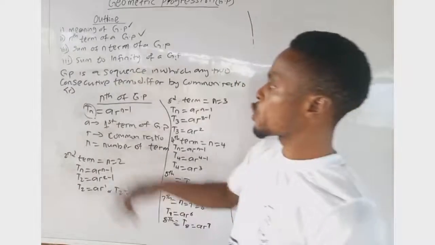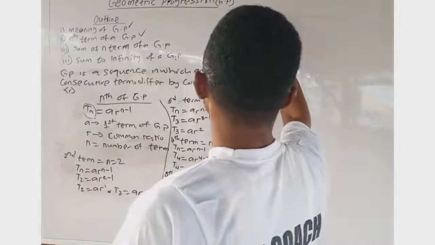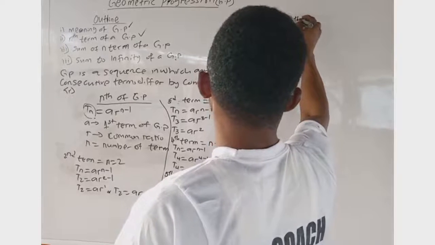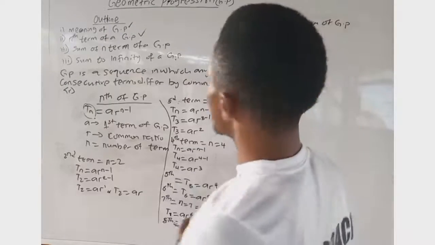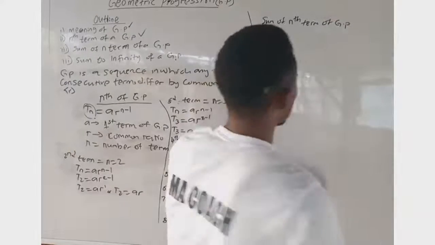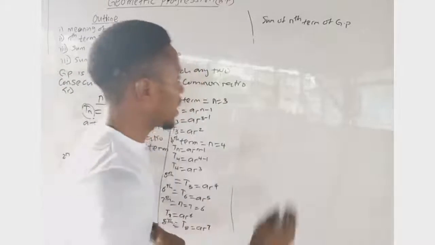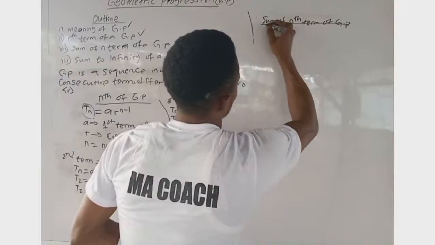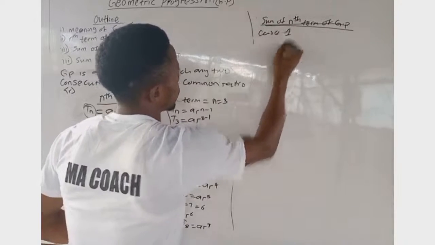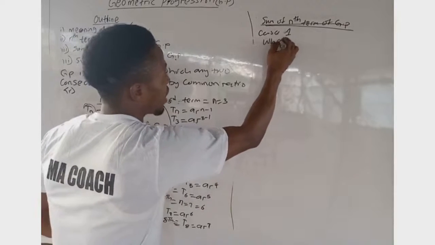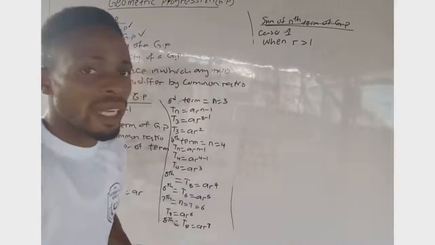So let's move to the sum of the nth term of a GP. So now the sum of the nth term of a GP has a formula and it has cases. In case one, the case one says that when r is greater than 1.